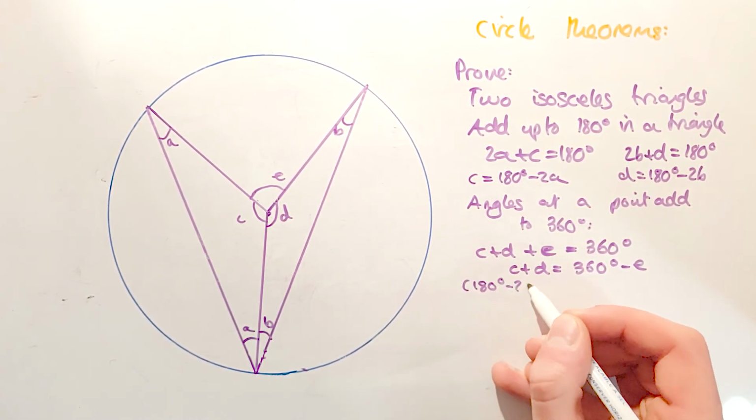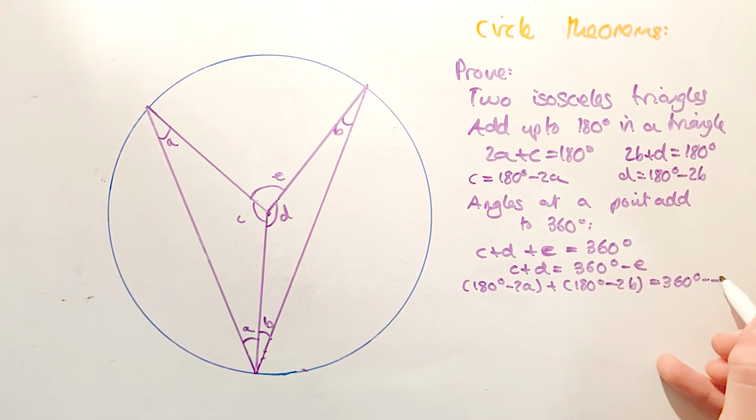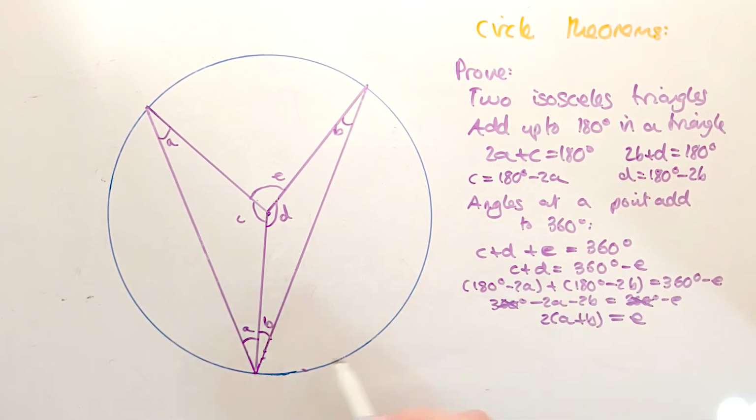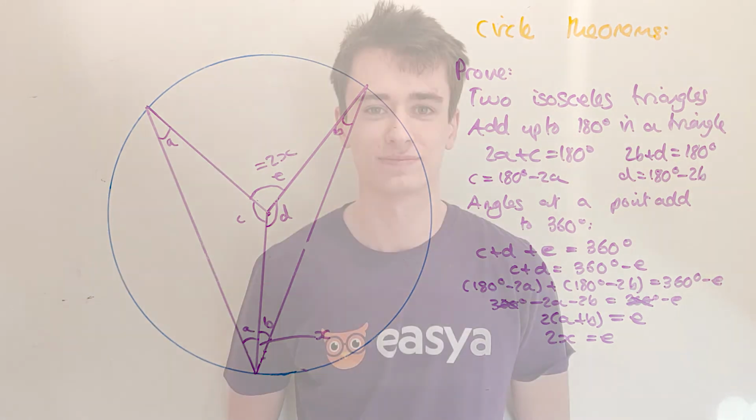Rearranging shows that E is twice the total of A plus B. E is the angle subtended at the centre, so this shows that this is always twice the angle subtended at the circumference of the circle. This is extremely helpful to know and will let us show lots of other circle theorems in the next video.